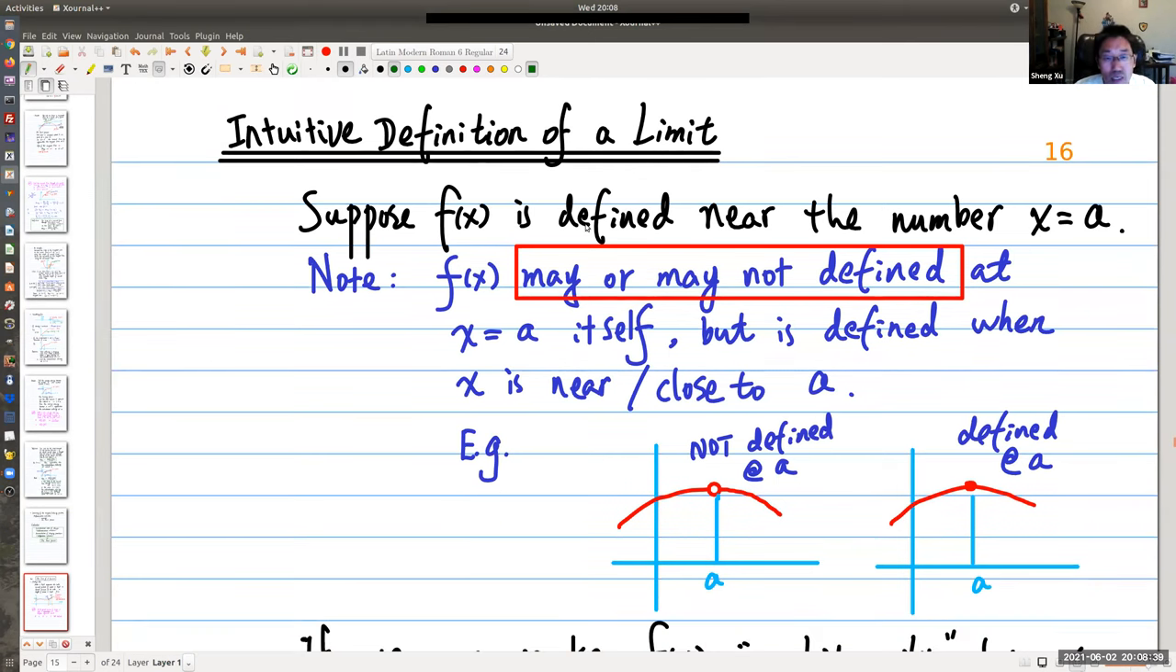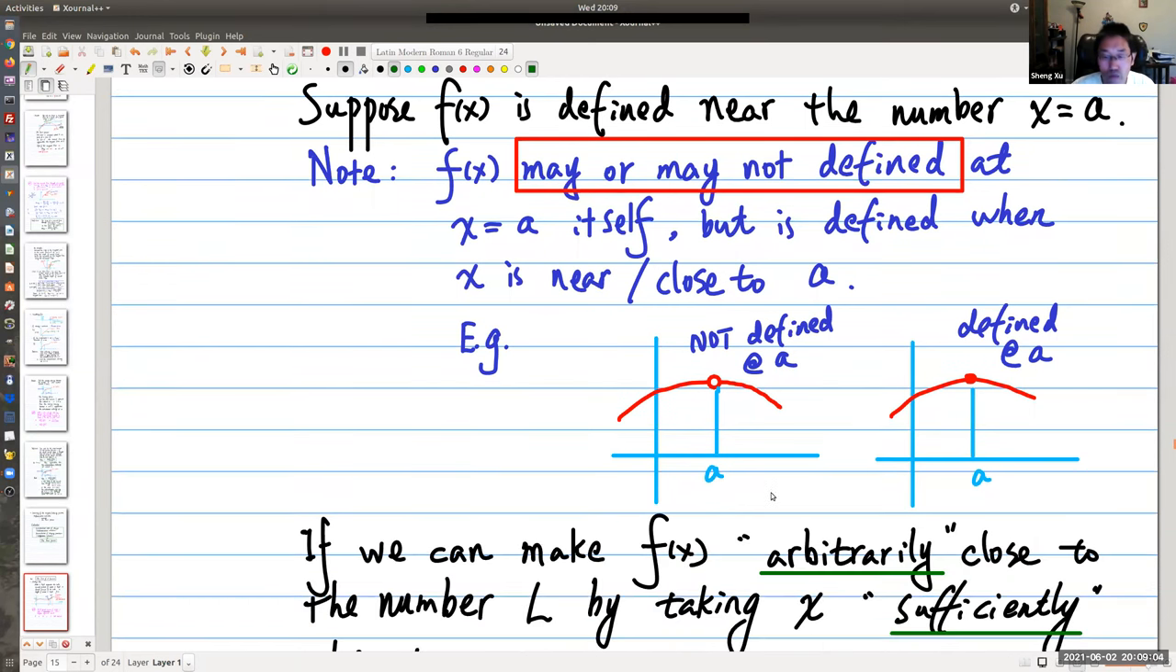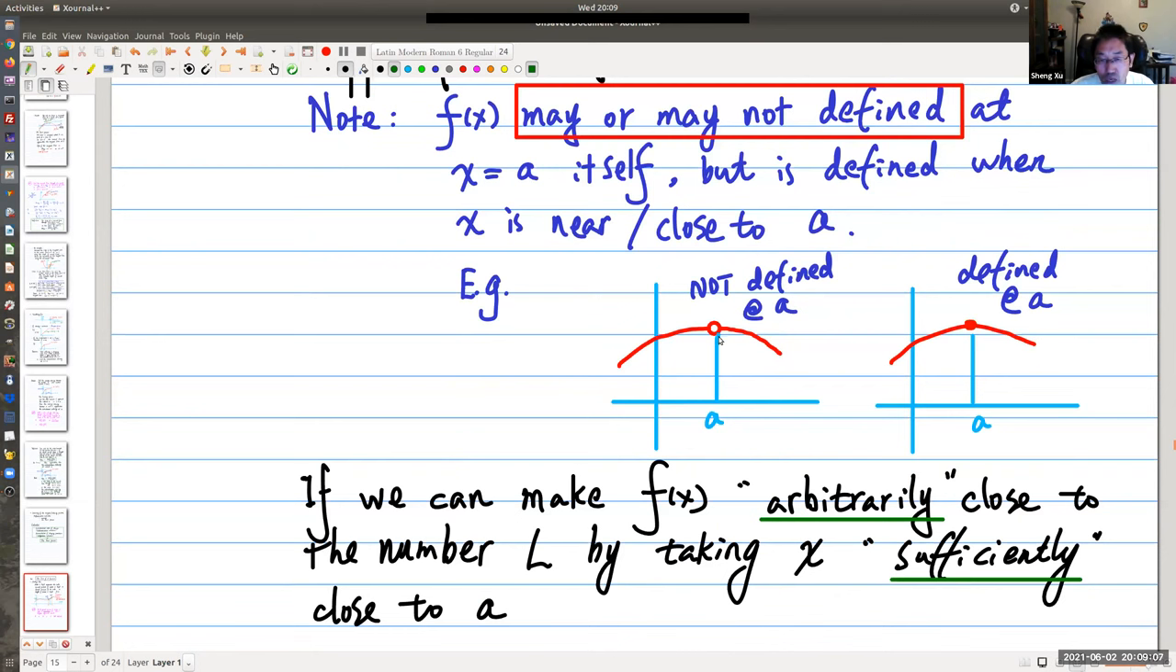Suppose f of x is defined near the number a, x equals a. When we make this statement, it means what? f of x may or may not be defined at x equals a itself, but it's defined when x is close to a. That's the interpretation: defined near x equals a. For example, in this picture here, at x equals a, this f of x is not defined, you have a hole. But in this case, it's defined, so no hole. It doesn't matter. What I care about here is what's going on near the letter A.